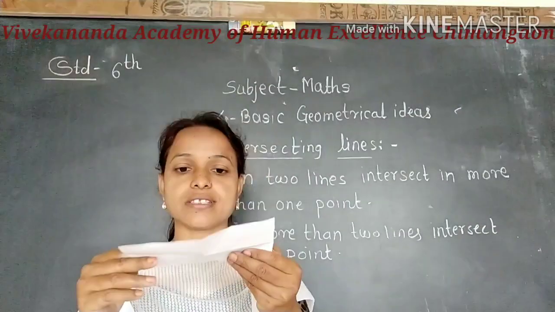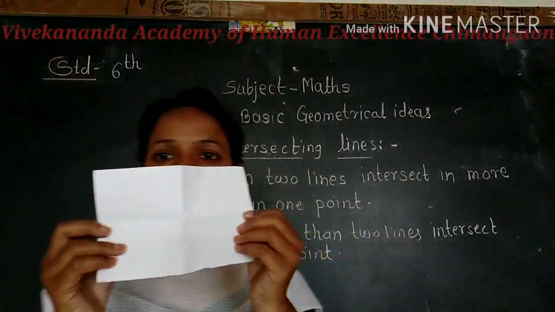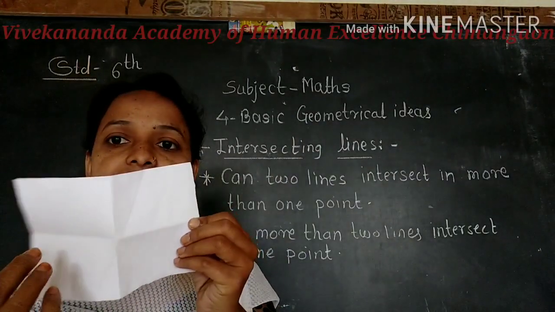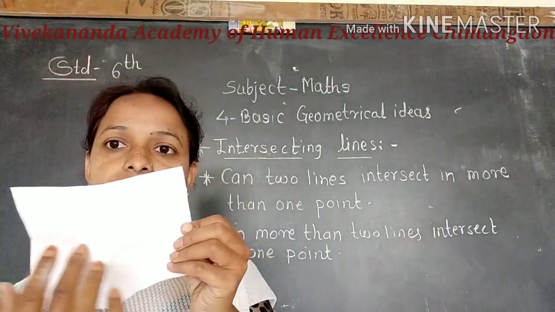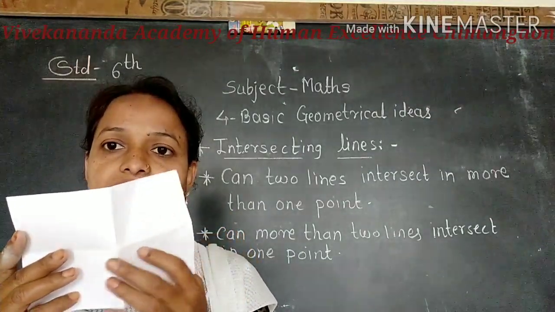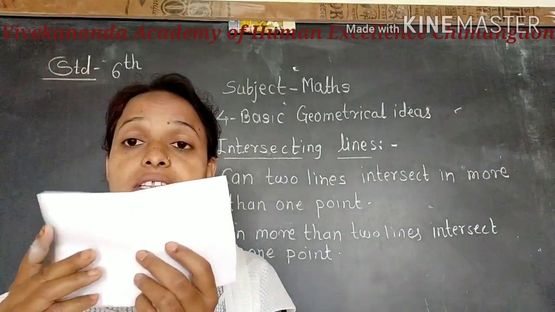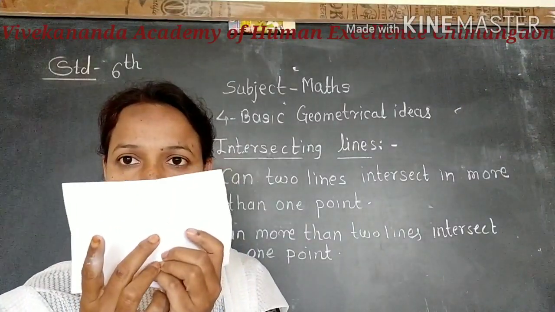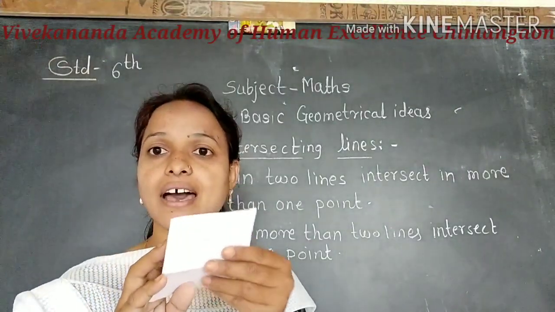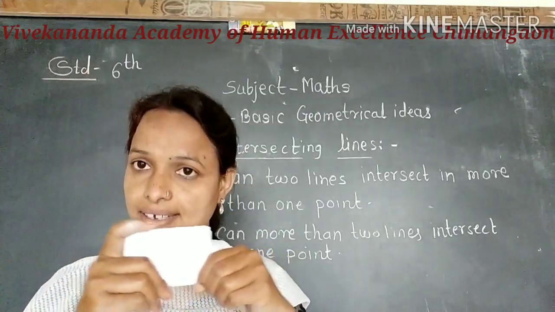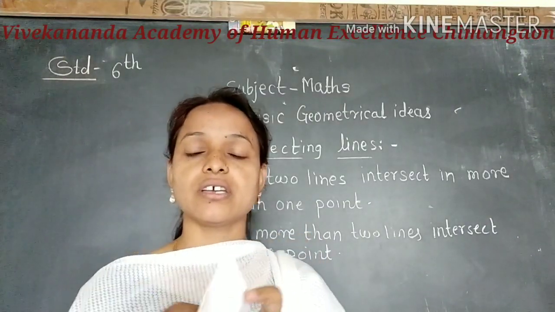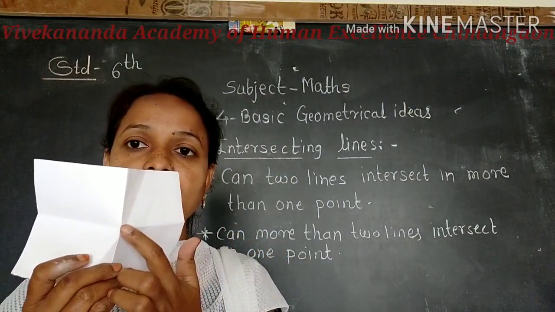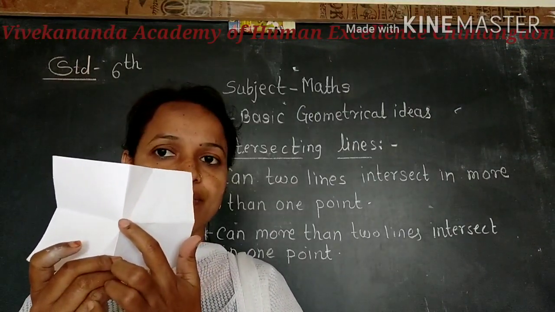Now I unfold it. See student, what is it looking like? We are getting two intersecting lines, and they are meeting at this point. Okay, see, I make two folds here, crease them, and we get two intersecting lines, and they intersect at this point.